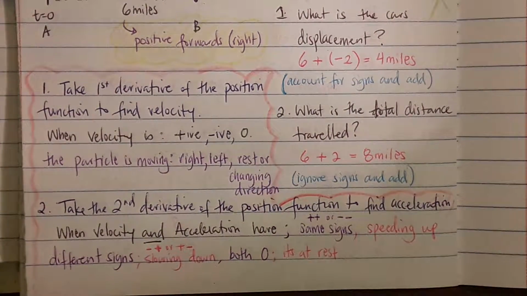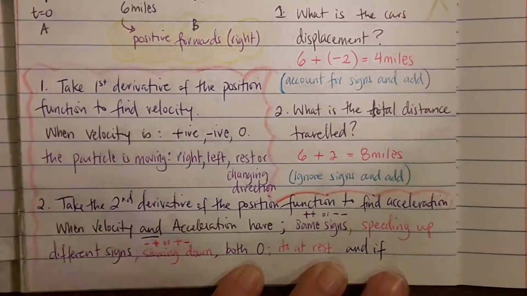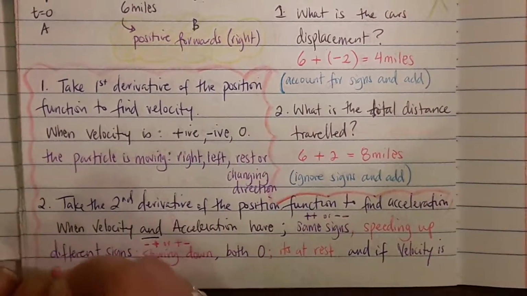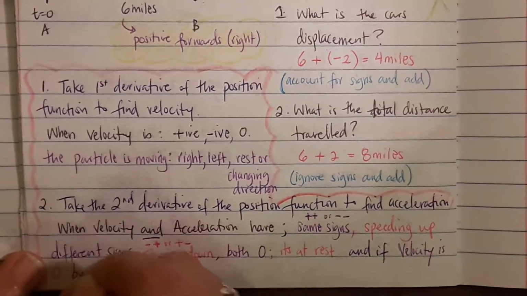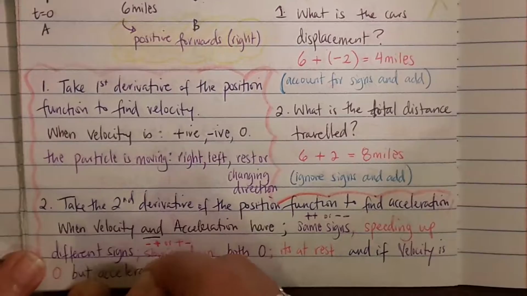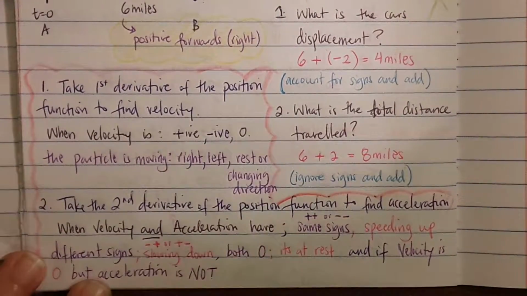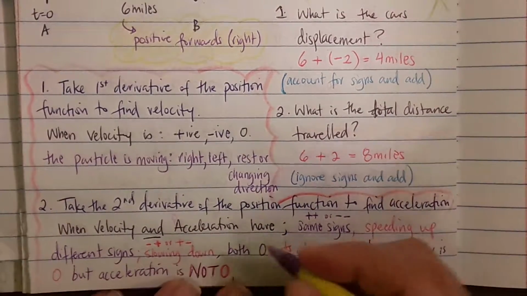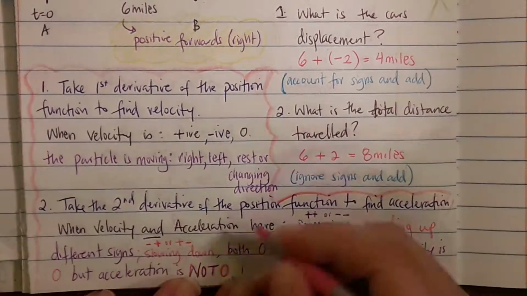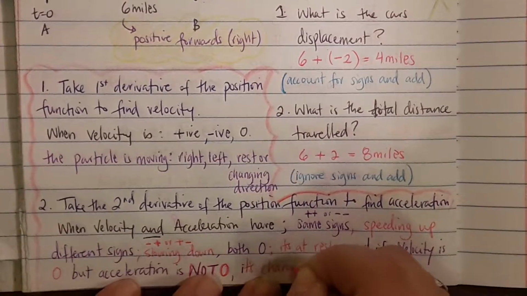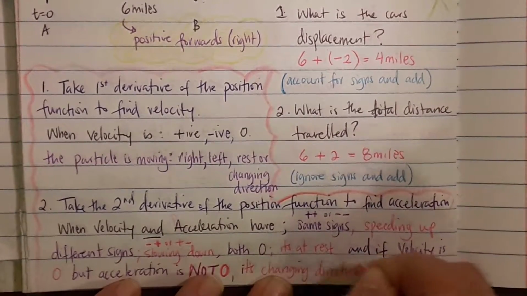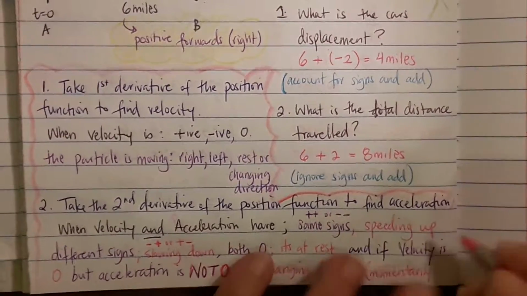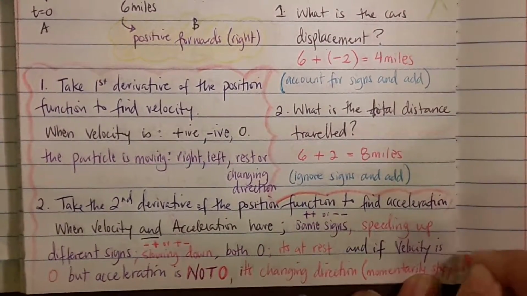However, this one's very important. If the velocity is 0 but the acceleration is not 0, then it is changing direction. Okay, so it's momentarily stopped, but it's about to change direction. It's going to go in the other direction. So if velocity is 0 but acceleration is not 0, it's changing direction. That one's going to be so important. I'm going to say it again: if velocity is 0 but the acceleration is not 0, it's changing direction. Know it, live it, breathe it.